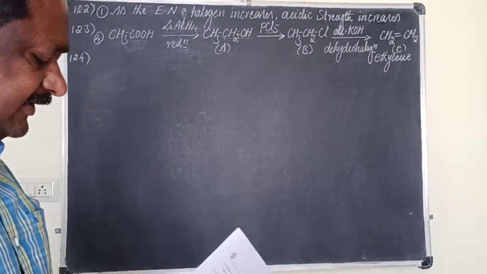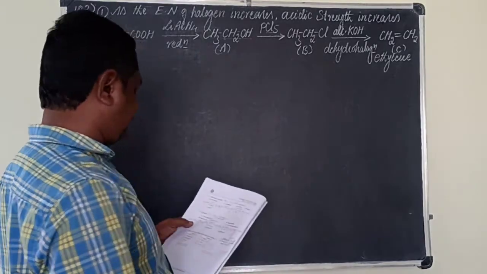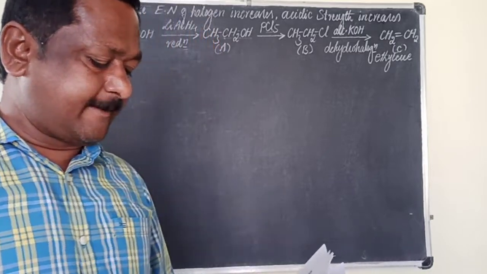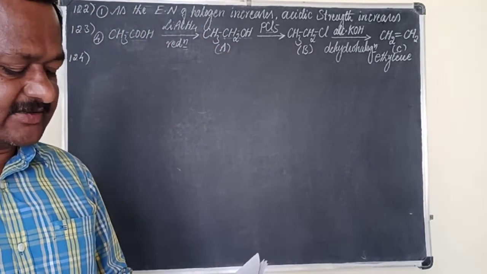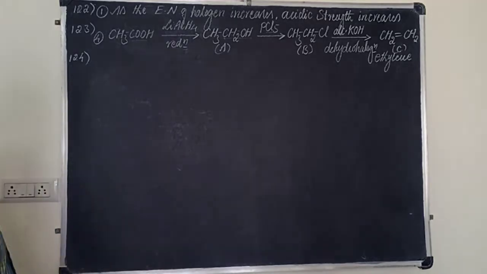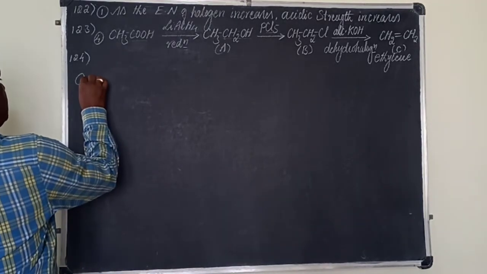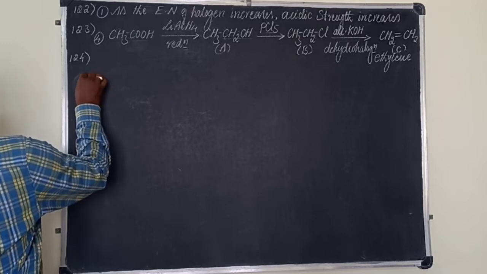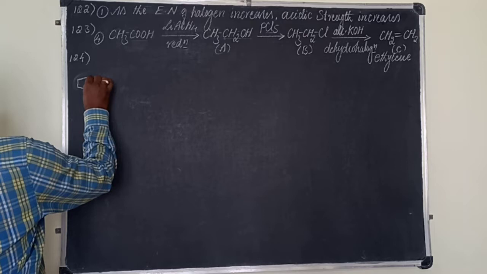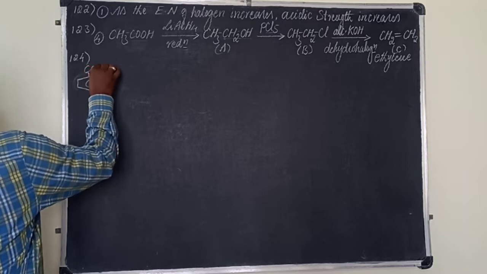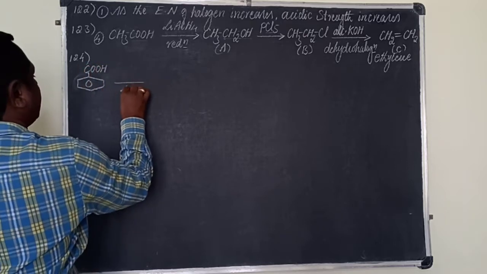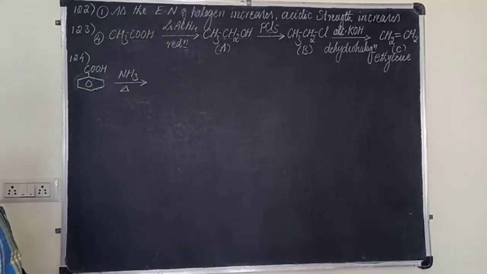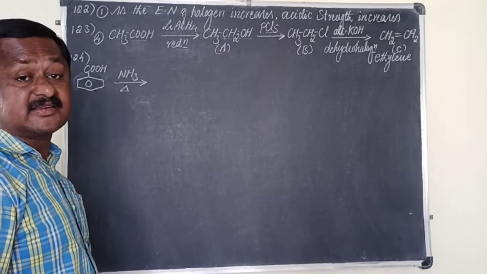Question 124. Benzoic acid is heated with ammonia to give P. P is treated with NaOBr to give Q. Q is heated with concentrated sulfuric acid to give R. What is R? Now the starting compound is benzoic acid, C6H5COOH. Benzoic acid is heated with ammonia. The reaction of a carboxylic acid with ammonia gives the final product, an acid amide.